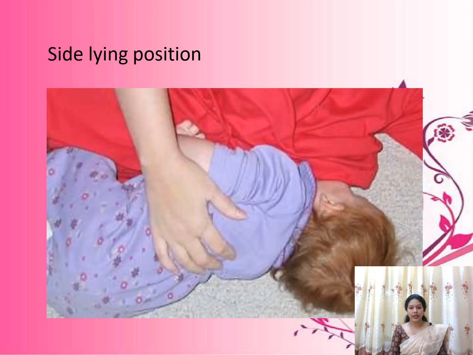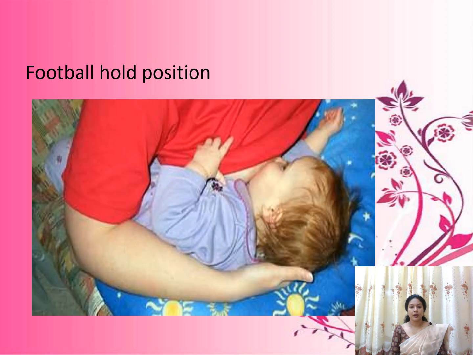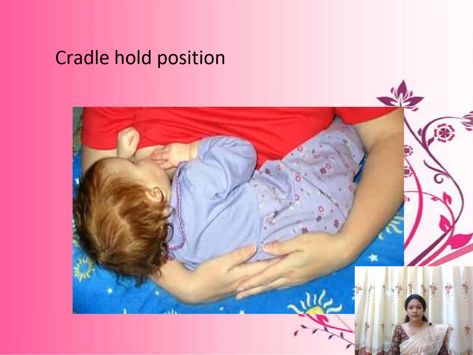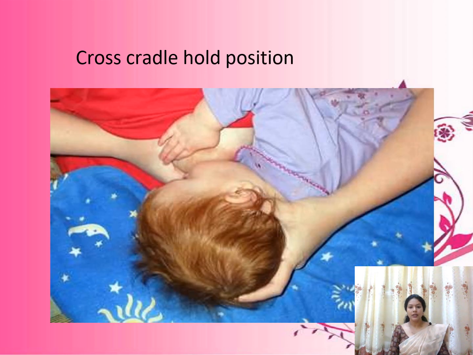So you can give the feed in the side-lying position, or you can use the football hold position. That is, you will be holding the baby's head using one hand. Otherwise, you can use the cradle hold position. You will be placing the baby on your lap, and the hands you will be holding like a cradle, and you are feeding the baby in that way. That is the cradle hold position. Otherwise, you can go for the cross hold position by holding the baby's head on one hand, and you can feed the baby on the opposite breast.